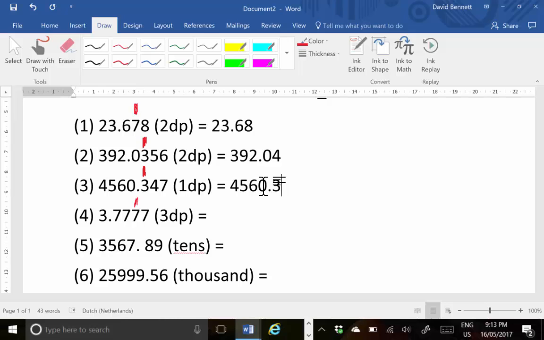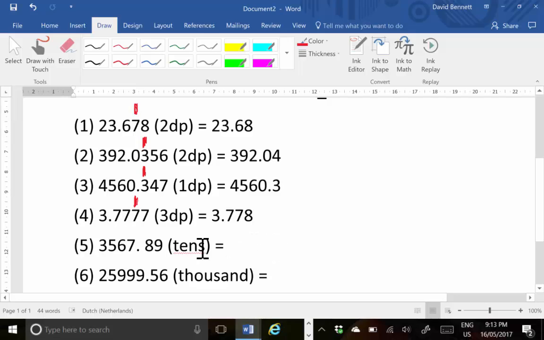So that's the one I'm looking at changing or keeping the same. Because the next number is a 7, greater than 5, it has to be rounded up. So that's 3.778. So you don't always have to go to the decimal place. You can actually go to the nearest 10th, 100th, 1000th, millionth, whatever.